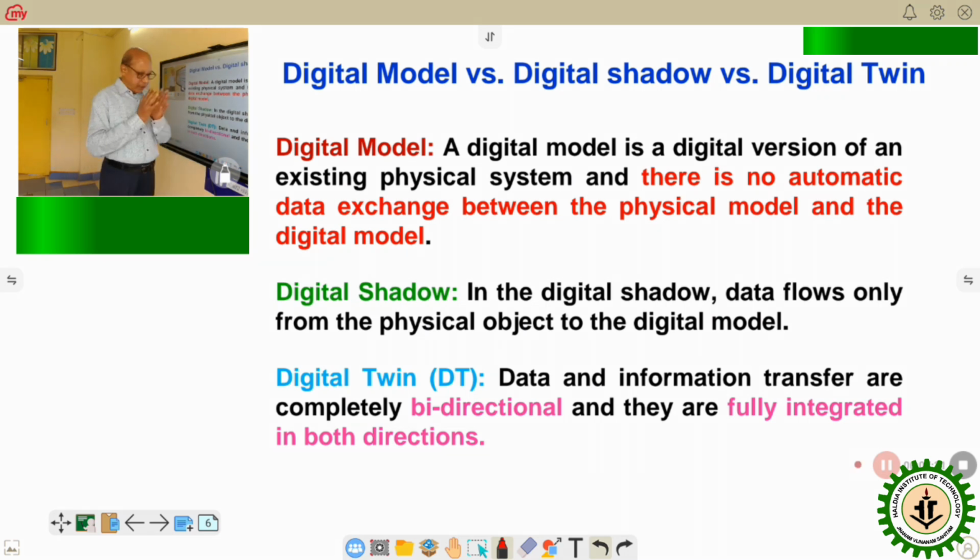Now, before going into detail about the digital twin, it is imperative to discuss some earlier, primitive or simpler versions of the digital twin in the form of the digital model and digital shadow. A digital model is basically a digital version of an existing physical system, but the limitation is that there is no automatic data exchange between the physical model and the digital model. Naturally, very pertinent questions may arise in our mind. If there is no possibility of data transmission, then how do we implement the concept of digital twin? But when it was first conceived, the objective was something like this.